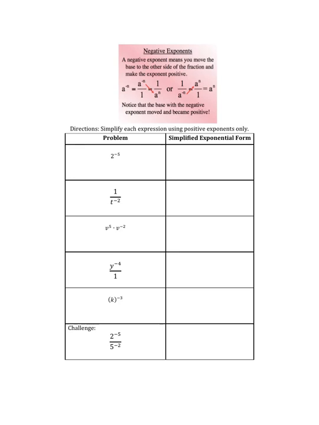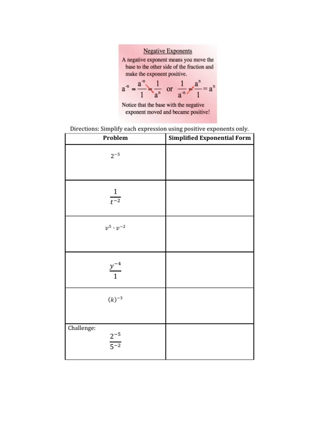So on today's assignment, we were continuing working with negative exponents. And just as a quick refresher, in the box at the top of the page, it's going to review what the negative exponent rule means. A negative exponent means you move the base to the other side of the fraction and make the exponent positive. Notice that the base with the negative exponent moved and it became positive.